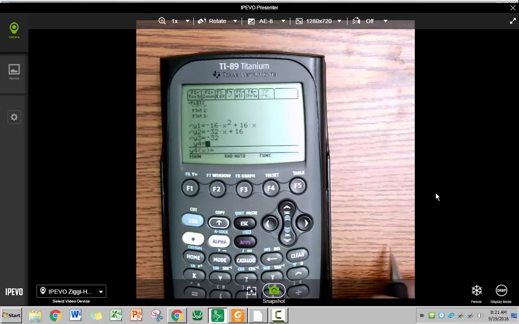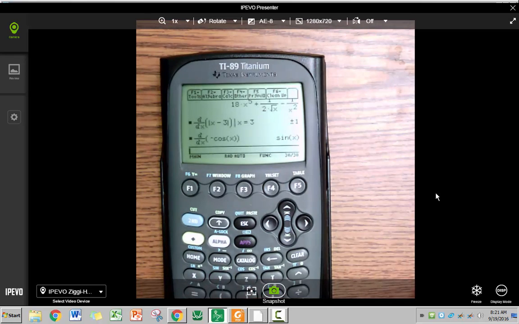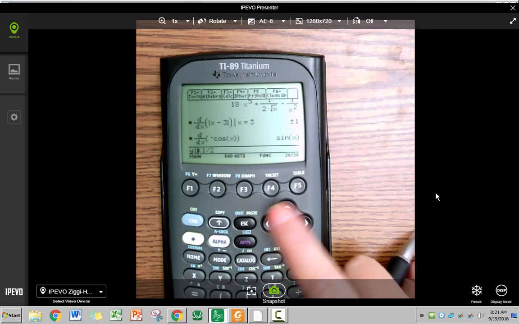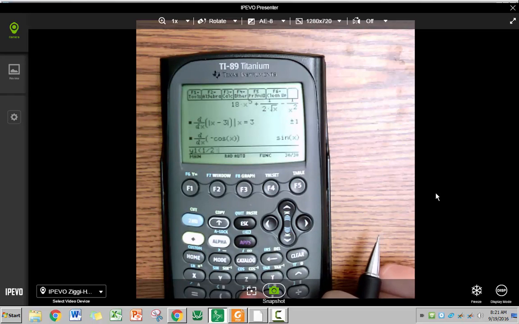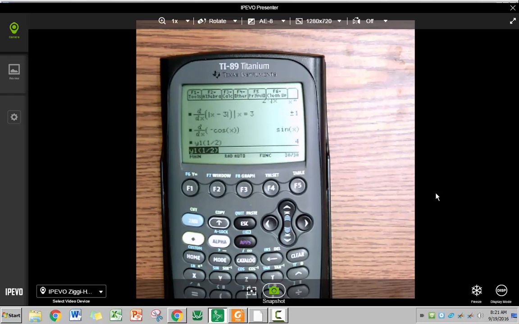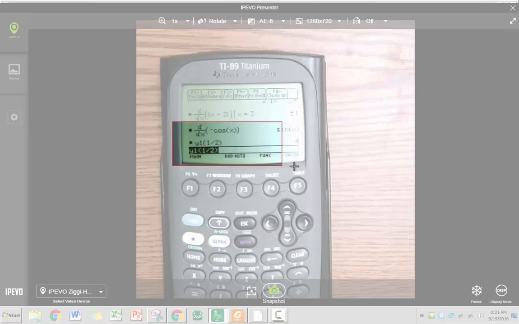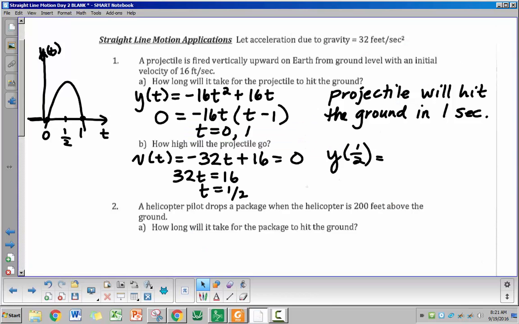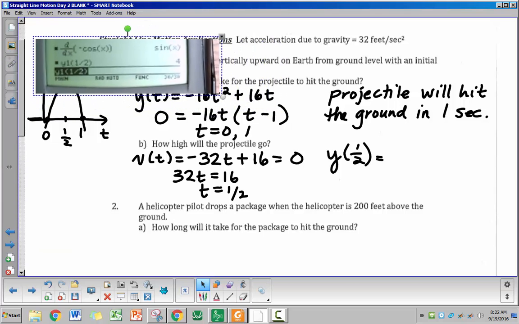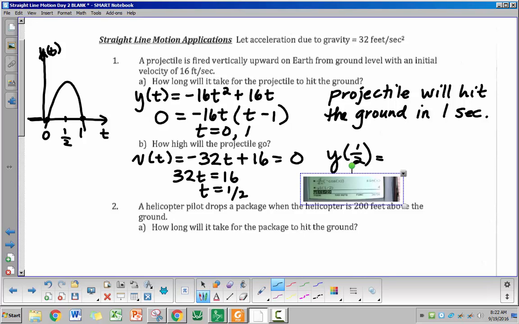Now, we're going to press the home key, and we want the position at 1/2. So you type y1 with parentheses, of 1/2. That's the position evaluated at 1/2, and we get 4. It's going to be ornery, I'm going to work around it. There we go. So that equals 4. So that's how high it went, which is also the vertex of the parabola.